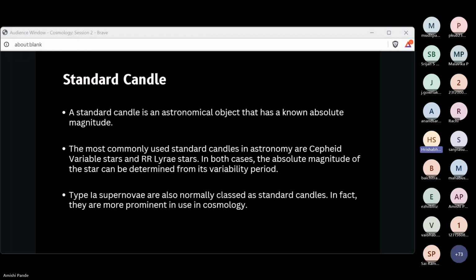So that's why we need to understand. You need to understand very well what a standard candle is. If you go out and tell someone that you have a background in cosmology, that you have studied it in this session, the first question they will ask you is what is meant by a standard candle.